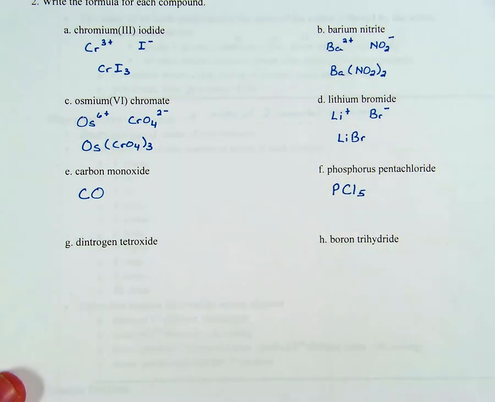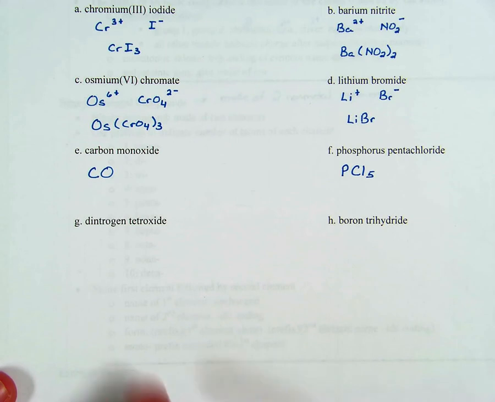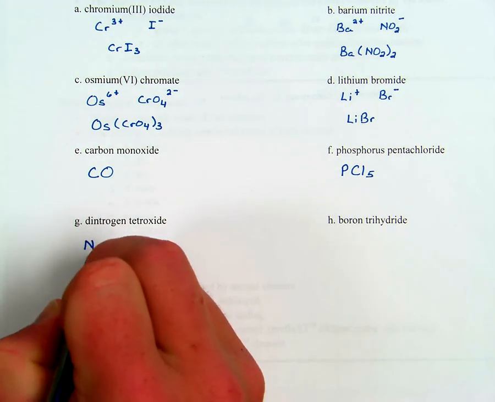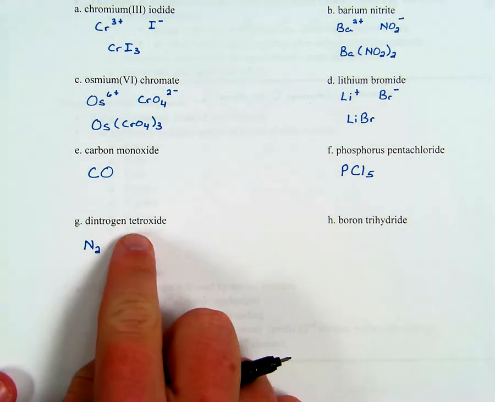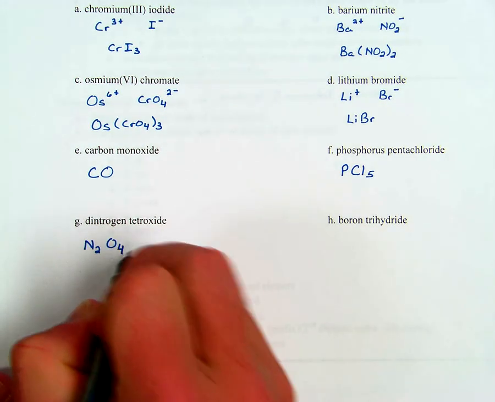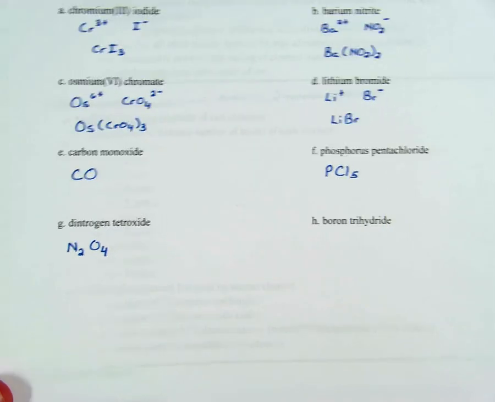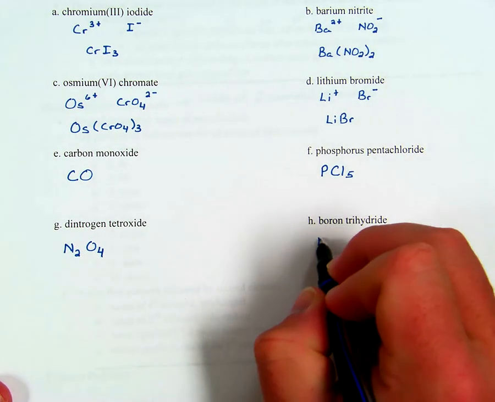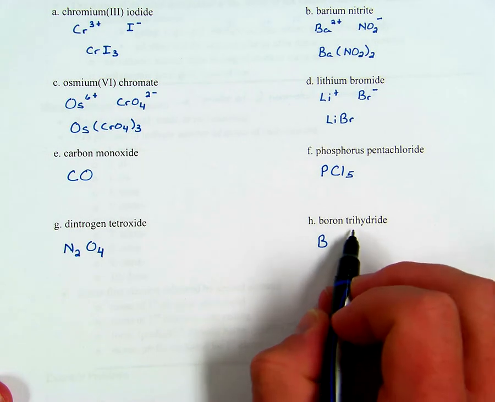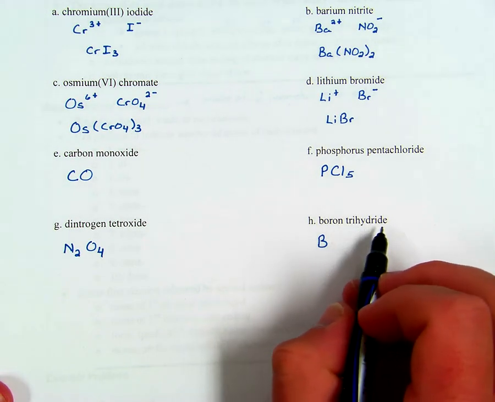Dinitrogen, here's the first time we have a prefix in front of the first element. Di means 2, so there are 2 nitrogen atoms, so N2. Tetroxide, tetra means 4, so 4 oxygen atoms, so N2O4. Boron, that's B, and there's no prefix in front of it, so just 1. Trihydride, tri means 3. Hydride, that would be hydrogen, so BH3.